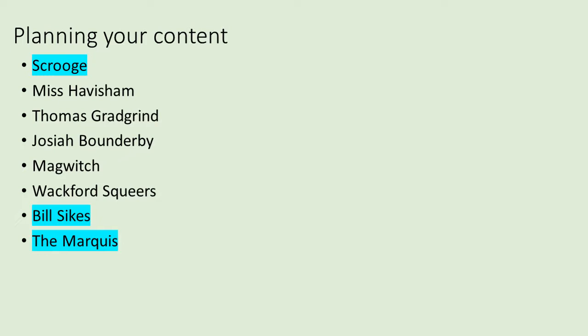Okay, so these are some of the characters you may have come up with. Scrooge, Miss Havisham, Thomas Gradgrind, Josiah Bounderby, Magwitch, Wackford Squeers, Bill Sikes and the Marquis. And for example, you may have highlighted Scrooge, Bill Sikes and the Marquis.